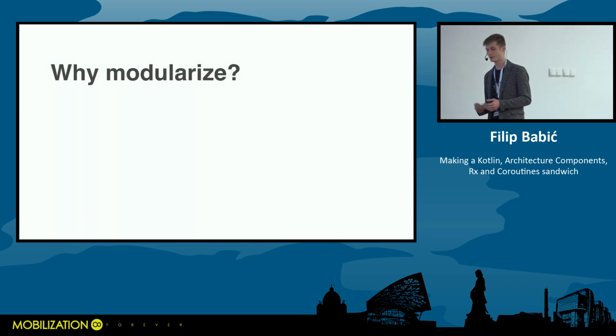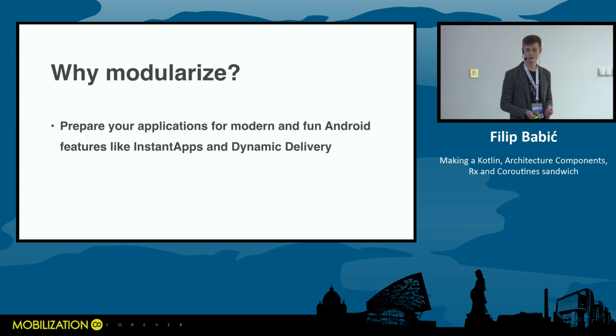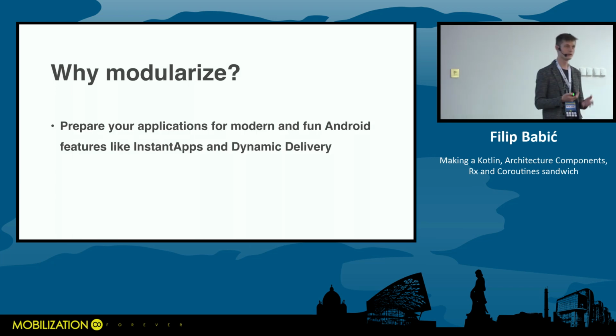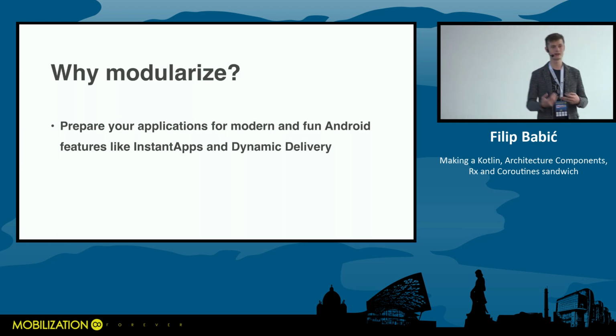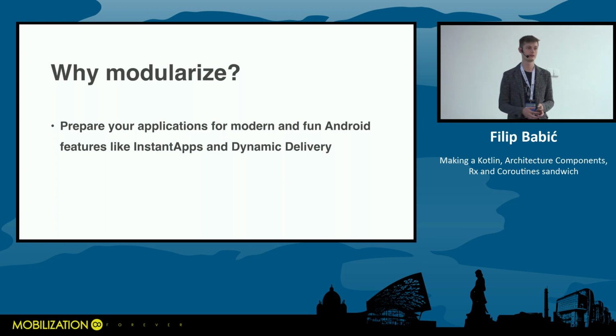So you're probably thinking, why would you do all these things? To start off, why would you modularize? Well, you're preparing your code for things like instant apps and dynamic delivery. I don't know if you heard about that. Instant apps have been out for a while. It's a way of installing just one module, one screen, when you get a deep link or something like that. So you don't have to download the entire application, you just get one screen.